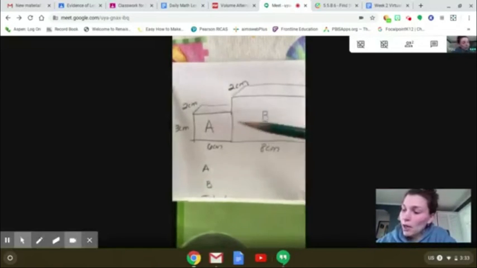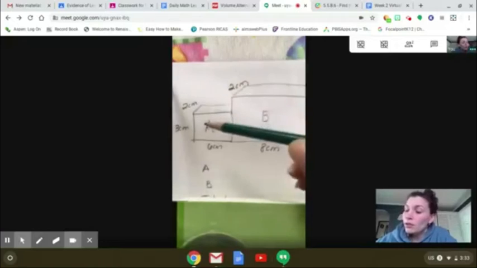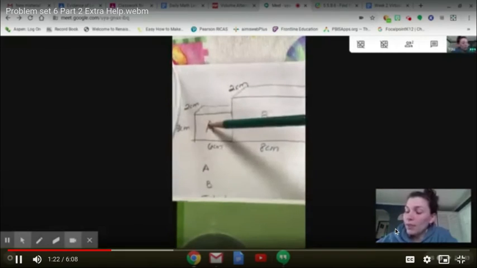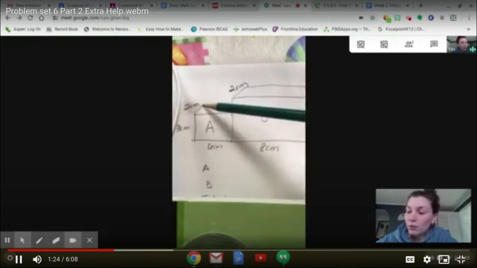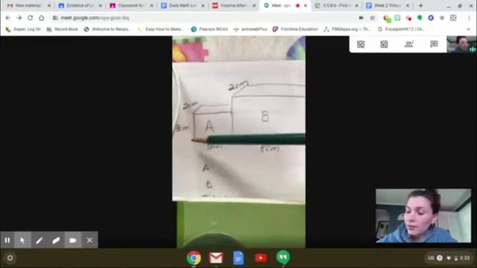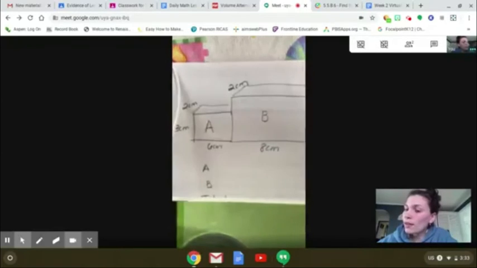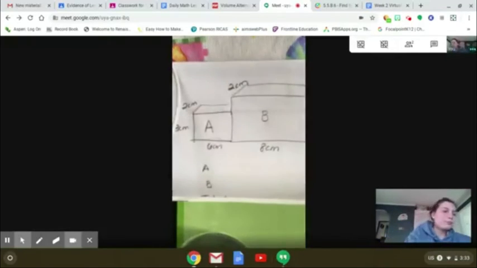So I'm going to switch over to show you my problem right here. We have prism A that has a width of 2, a height of 3, and a length of 6. Then we have prism B that has a length of 8, a height of 5, and a width of 2. As I'm doing this, you should be following along on your paper because you can't see my entire paper because of how this is set up. So you're going to have to bear with me.